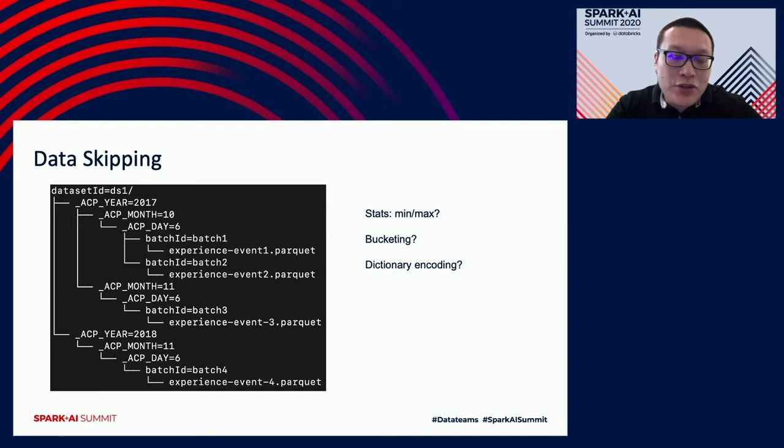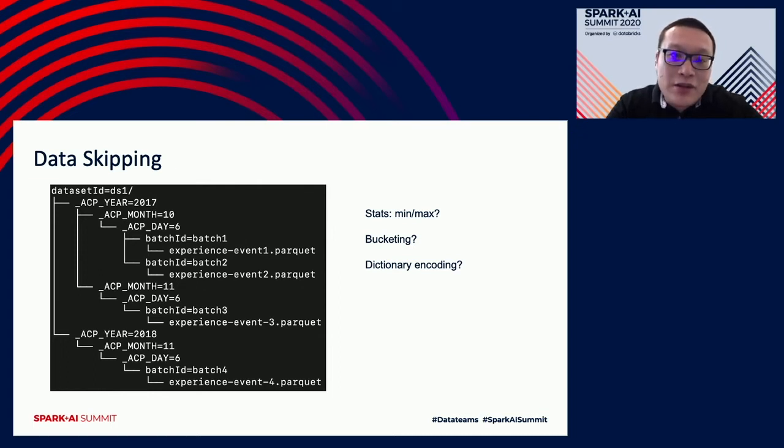One intuition is to apply some data skipping technology to avoid such unnecessary scans. On this figure, we show how we store data in our data lake. Each dataset is stored in our data lake based on some partition strategy. In this example, it is stored based on year, month, day, and batch ID. Batch ID is the internal transaction ID.